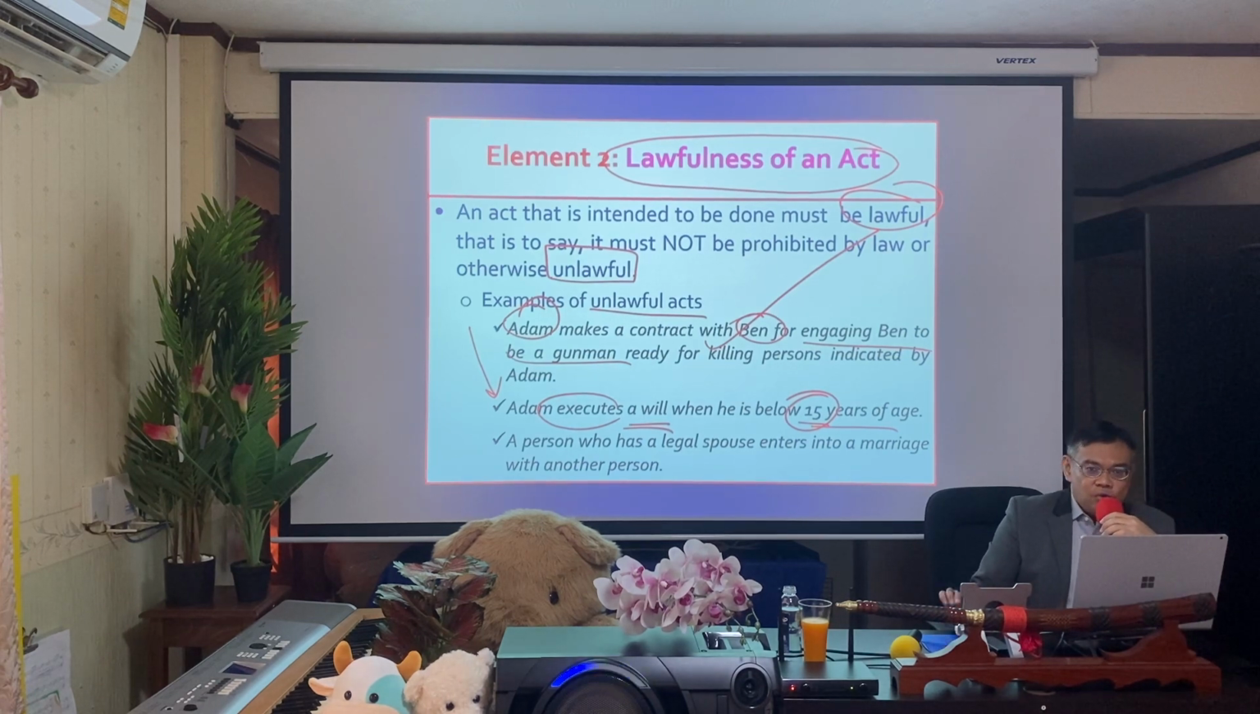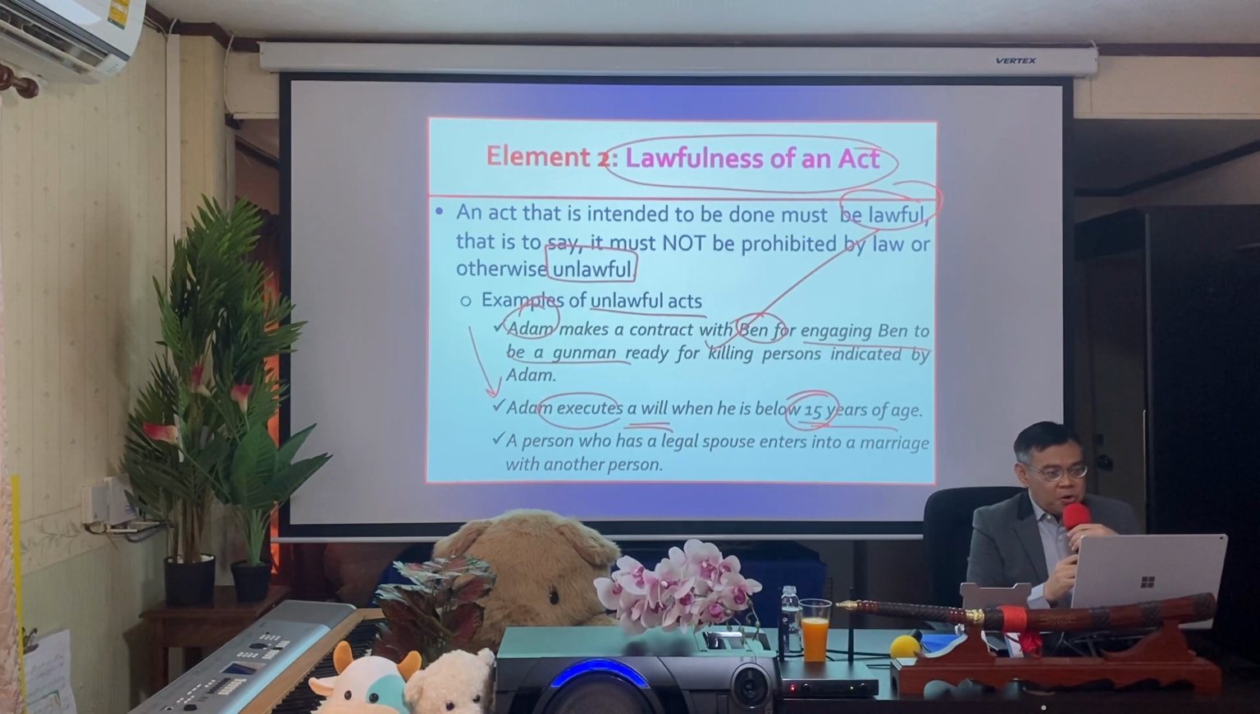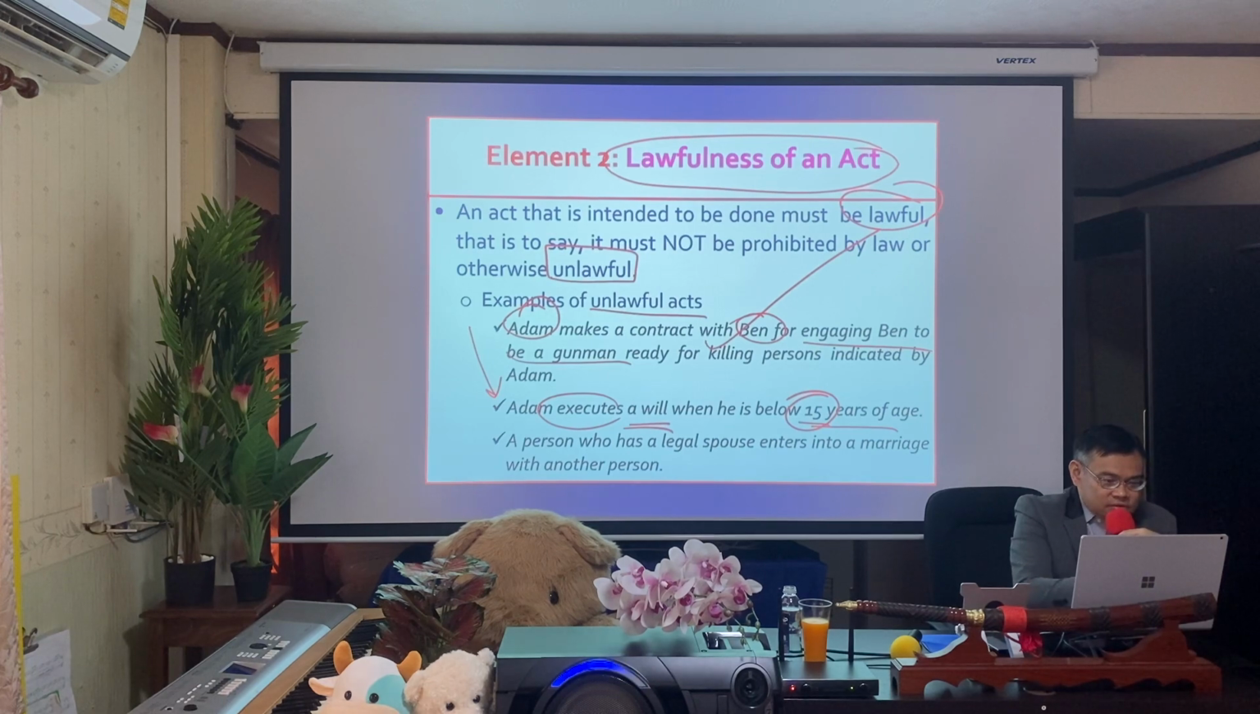We will see later the consequences of a juristic act which is made in derogation from the requirements of law. Now we just look at the crucial elements of a juristic act. Now, have a look at the next example of lawfulness of a juristic act.